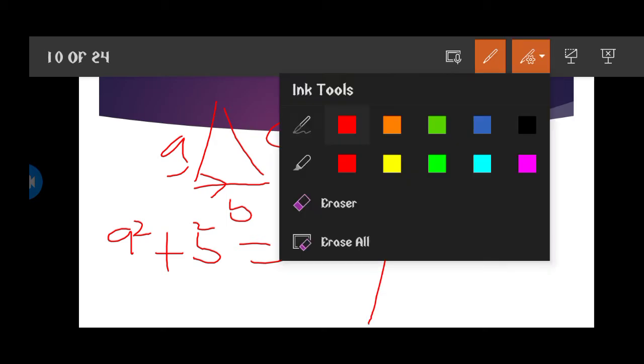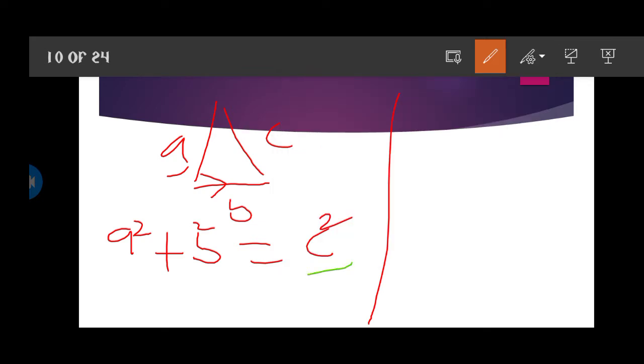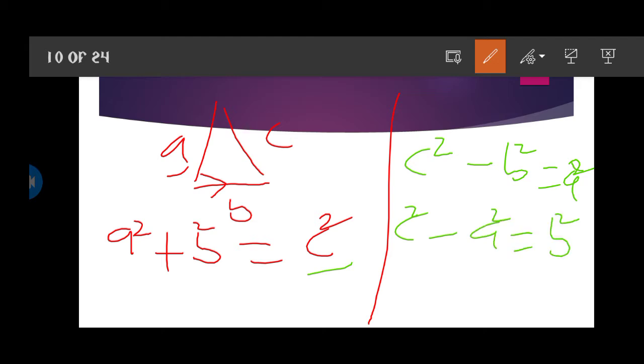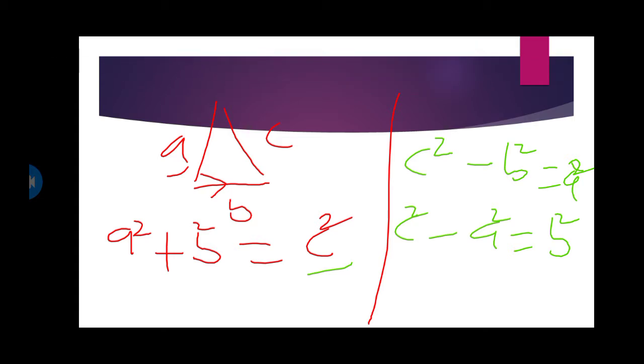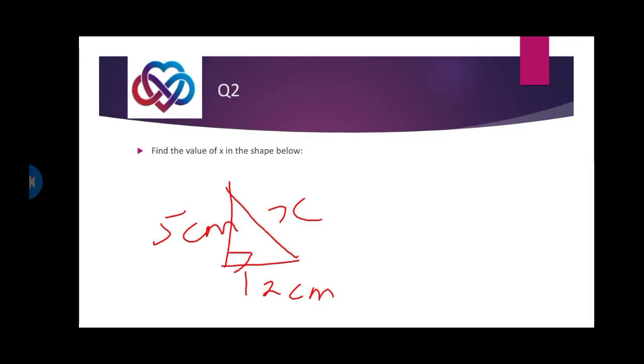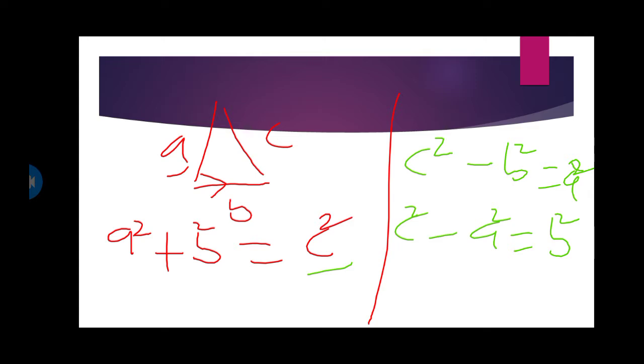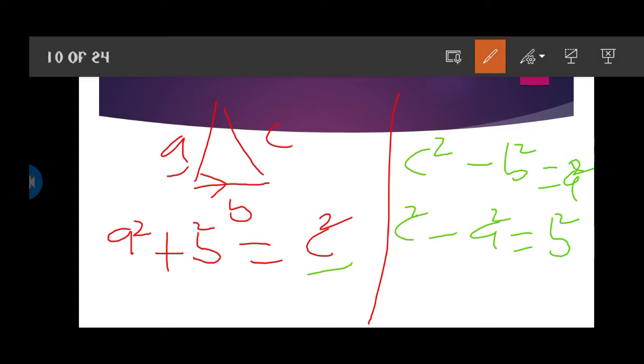So if we want to get our a, we'll say c square minus b square will give us a square. If we want to get b square, it's going to be c square minus a square. You get it? But for the purpose of our work, we're given these two sides, we're not given the third side, right? So what we are going to use in this case is the first formula.